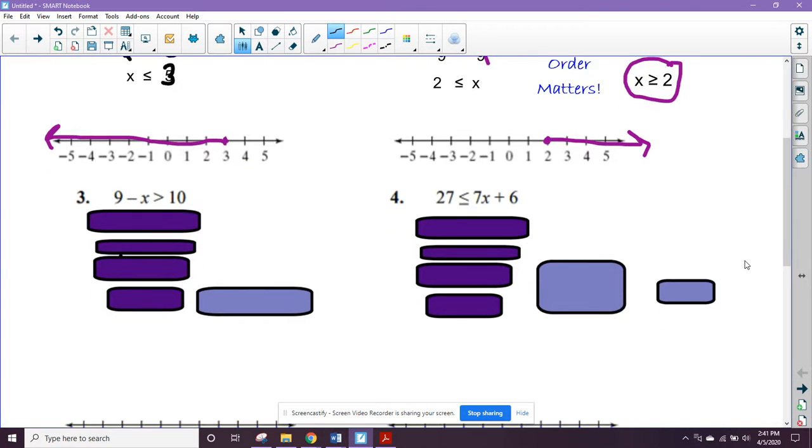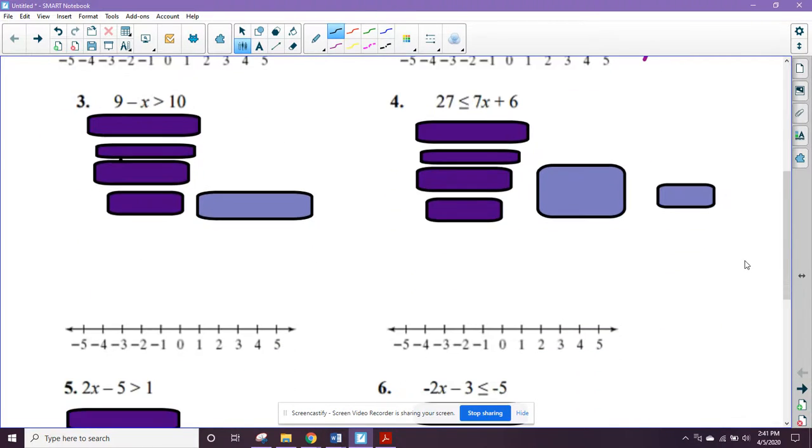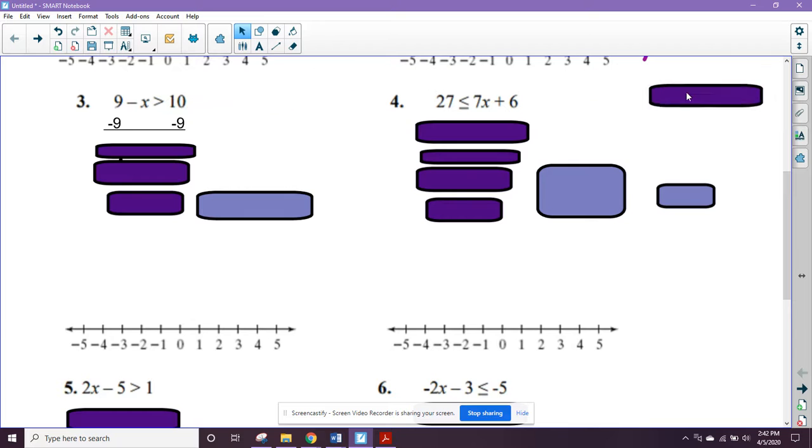Okay, let's look at number 3. We have 9 minus x is greater than 10. Our loose number here is 9. We have to get rid of 9, so we subtract 9 on both sides. When we subtract 9, it cancels out here. 10 minus 9 is 1. So we have negative x, which we bring down.